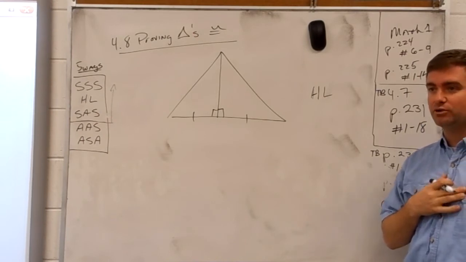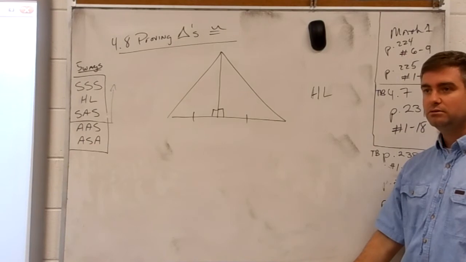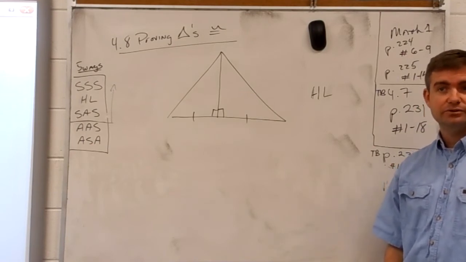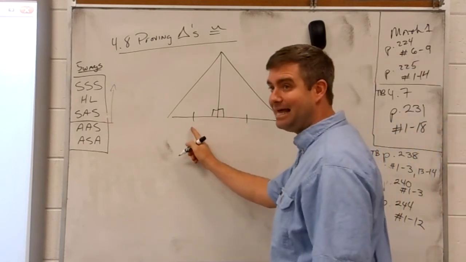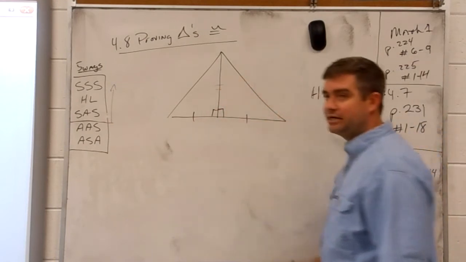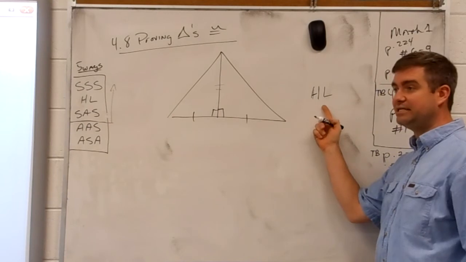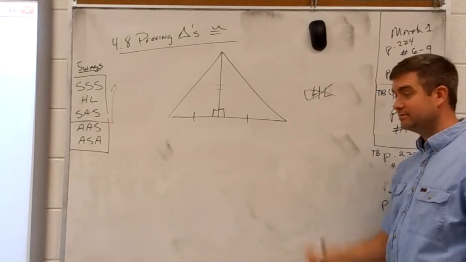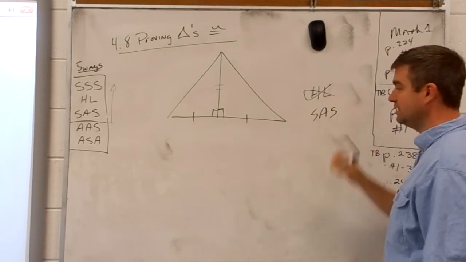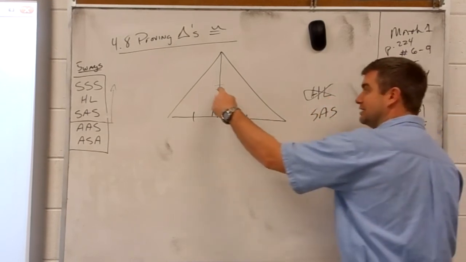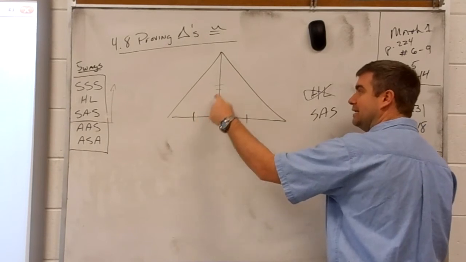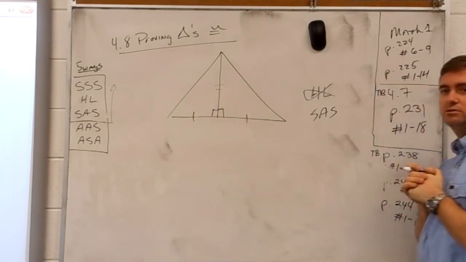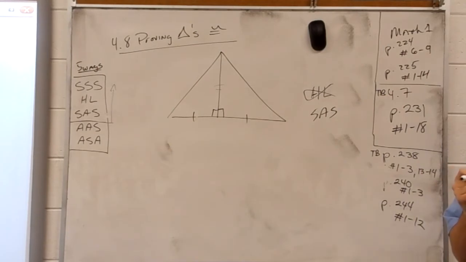We're still back to our original question. Can we say HL? We don't have the hypotenuse. We have a leg and a leg. We have another leg congruent to itself. So can we say HL? No, we cannot. What can we say though? Side angle side. Does side angle side work in this case? Yes, it does. Look, side angle side. So your reason would be side angle side.